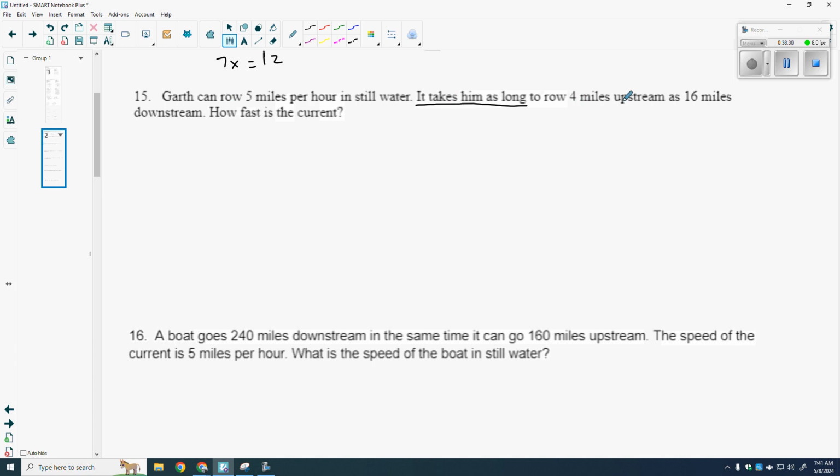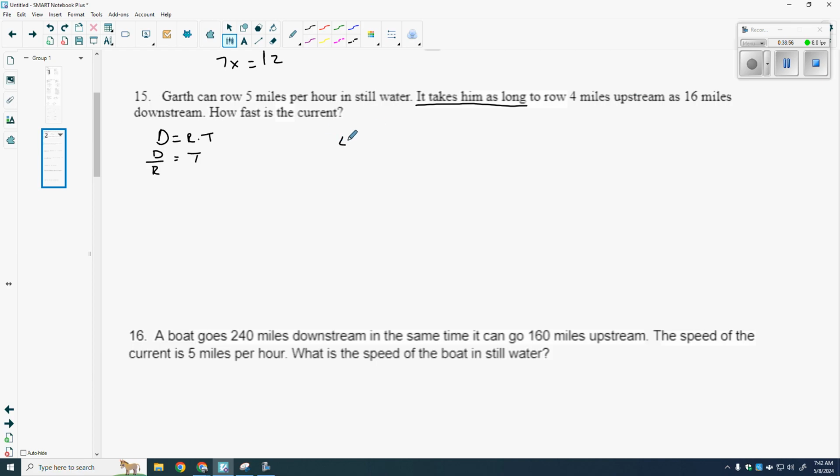Since I know two quantities have to be equal. What two quantities? Time. How long it takes him. So if I know that distance equals rate times time, I know that time equals distance divided by rate. Garth can row 5 miles per hour in still water. It takes him as long to row upstream as it takes to go downstream.